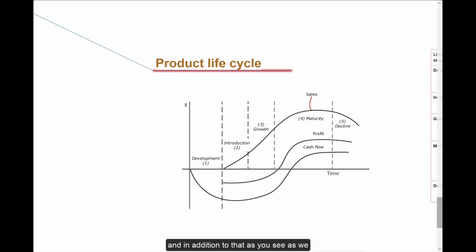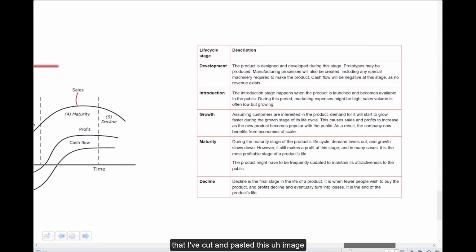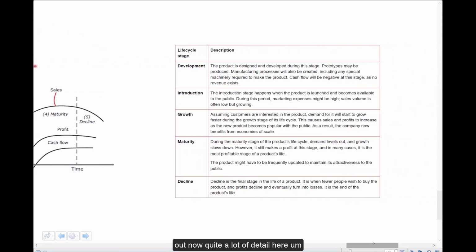And in addition to that, as you see, as we flow through from point number 1, development, all the way through to point number 5, you can see the relationship between sales and profit and cash flow. And that obviously is linked to the whole area of costs. Now, if we look slightly across the page, you'll see that I've cut and pasted this image out. Quite a lot of detail here over and above what we need, I think, but certainly it augments what I've just said.